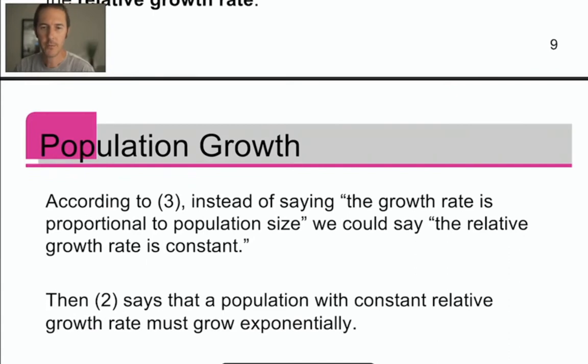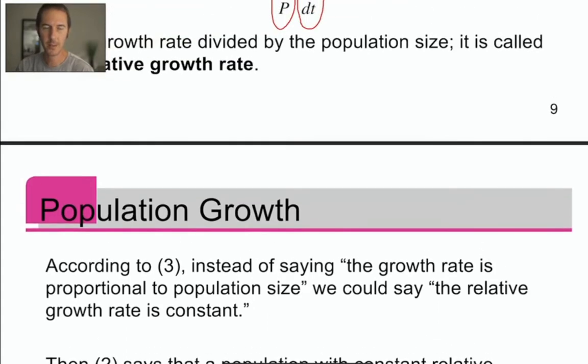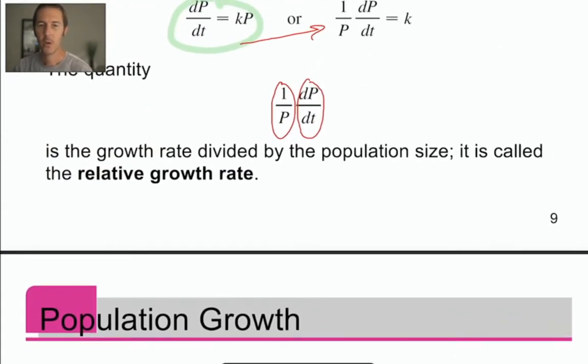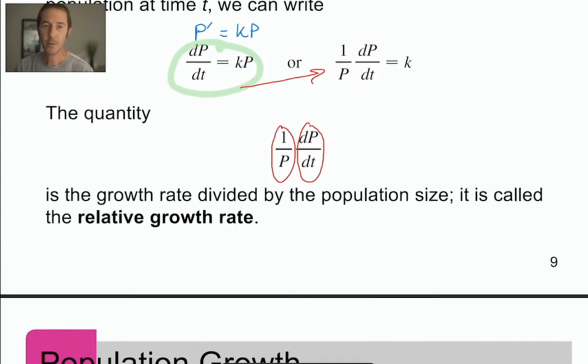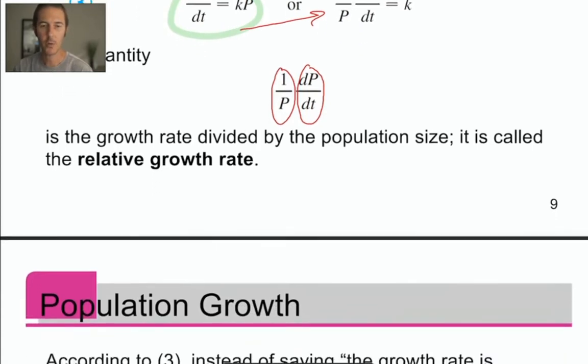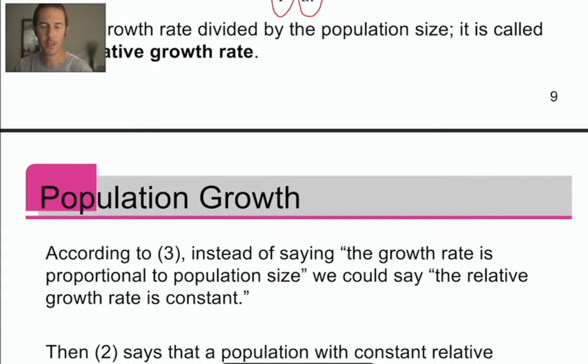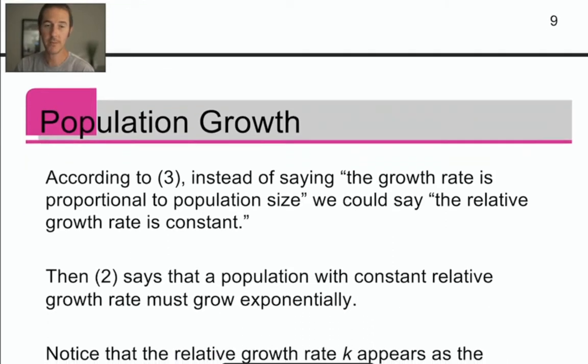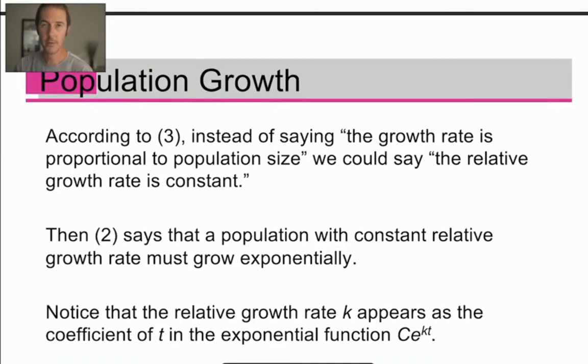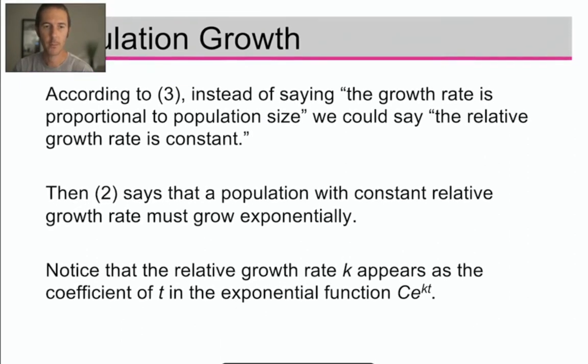So according to number 3, instead of saying growth rate is proportional to the population size, we could say that the relative growth rate is constant. Why would we say that? Well, because at some particular point in time, these numbers are going to be fixed and the k value is going to get locked into place. It's this relationship that's going to persist through time. And so that relative growth rate is going to end up being constant, which is really fascinating that that actually happens. And we're talking about, in the case of radioactive decay, we can be talking about millions of years, and that k value is going to remain the same as the relative growth rate.